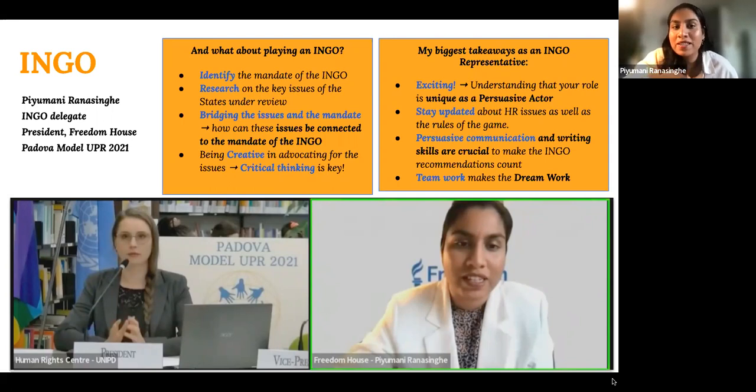For my biggest takeaway last year, I represented INGOs along with Kalpani, who's also here with us today. It was a very exciting experience because, one, it's very unique, and the other aspect is that you always have a challenge in bridging issues and trying to lobby some of the issues with states.